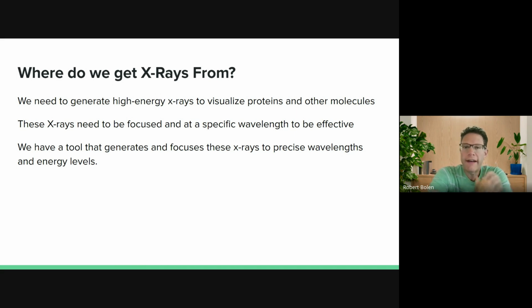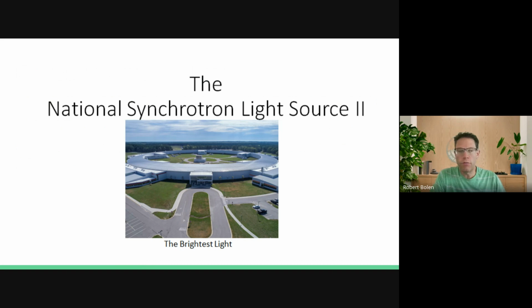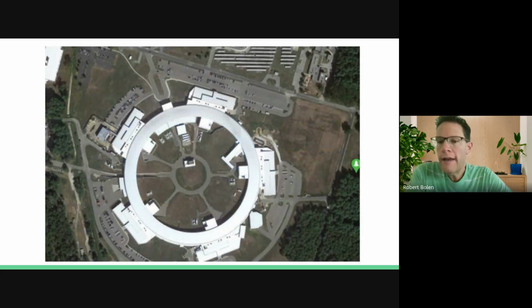So we need X-rays that have high energy, so you can actually see the individual atoms, and they have to be focused too. You can't have X-rays zapping out all over the place. So the tool that does this is the Synchrotron Light Source 2, which is one of the brightest lights in the world. And as Sharon had mentioned in her introduction, the center of that ring, which is that open field in the middle, Yankee Stadium can fit inside of that. So that's how large this is. And it needs to be that large so that we can generate X-rays at a high enough energy so that we can see these very precise, tiny differences in the placement of individual atoms within the molecules.